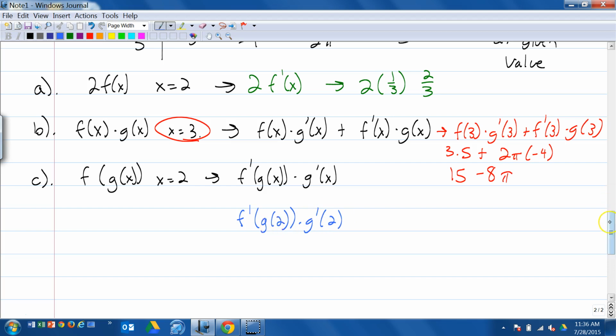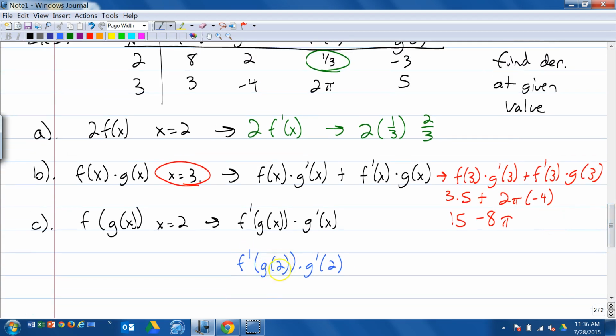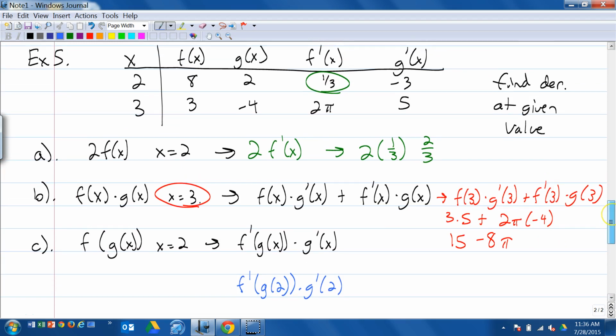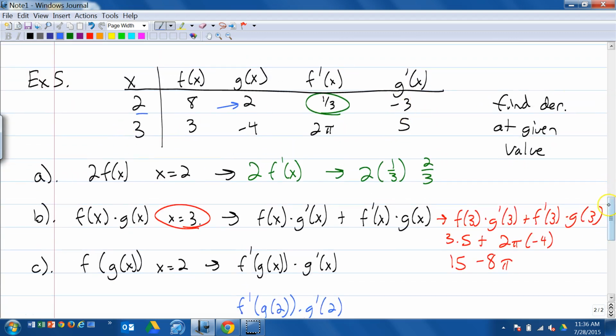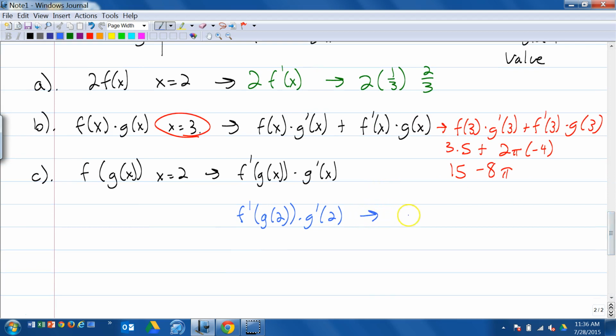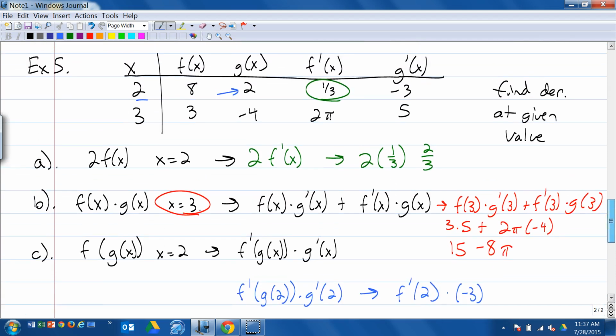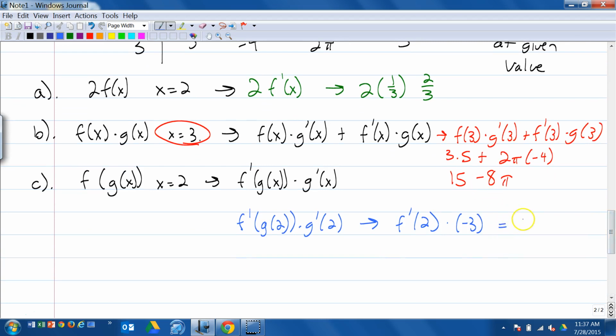Well, we don't know what f prime is yet because we actually have to figure out what g of 2 is to put a number in here. So if I go up here and look, g of 2 is 2. So this turns into, and actually let me look at what g prime of 2 is. G prime of 2 is negative 3. So this turns into f prime of 2 times negative 3. Now I go back to the chart and see what is the derivative of f at 2, and it's 1/3. So I get 1/3 times negative 3, and that means that this becomes negative 1. Okay? And finally, we'll do one more chain, and then we'll be done.